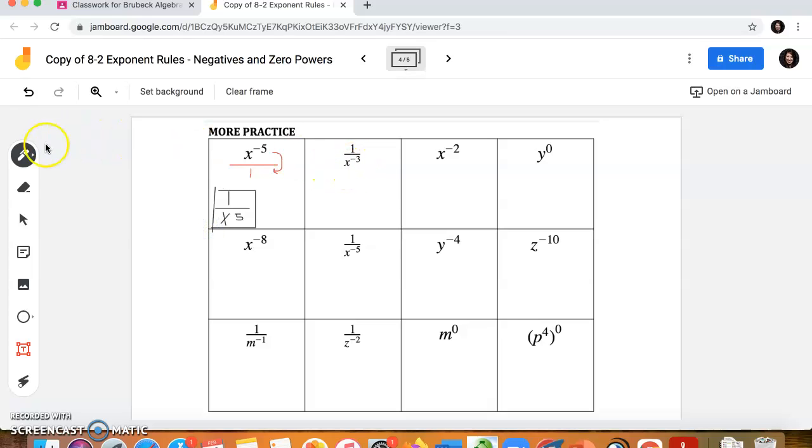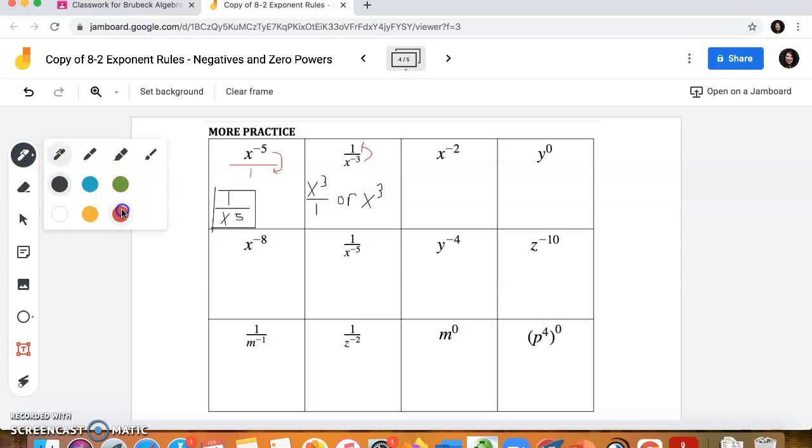For this one here, we'd cross the line again, but this time we're going to bring the x to the top. So our answer is going to be x to the 3rd over 1. Or if you wrote it as just x to the 3rd, that's also fine.